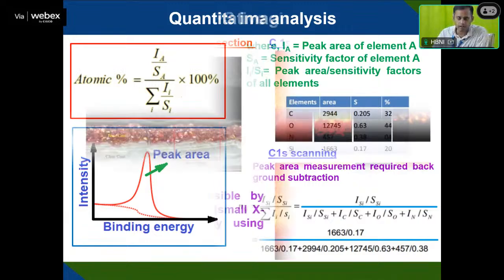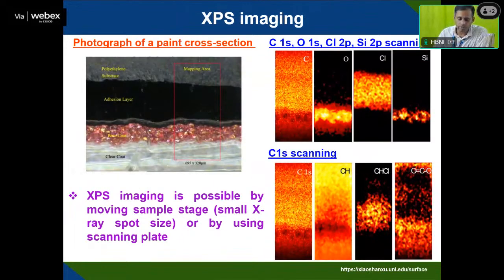In addition to quantitative analysis, nowadays imaging is also possible using X-ray photoelectron spectroscopy. You can see a photograph of a paint, where there is the bottom coat, the clear coat, and then a surface coat. You can see how these different layers are distributed.